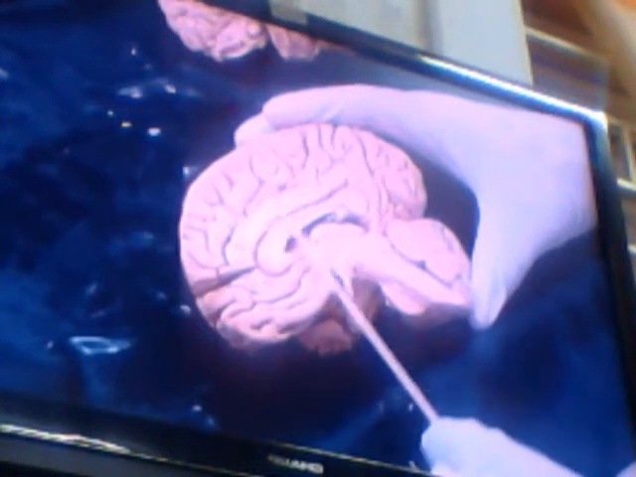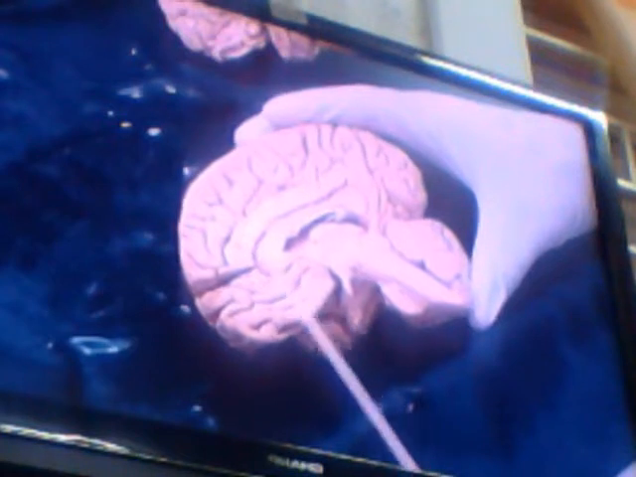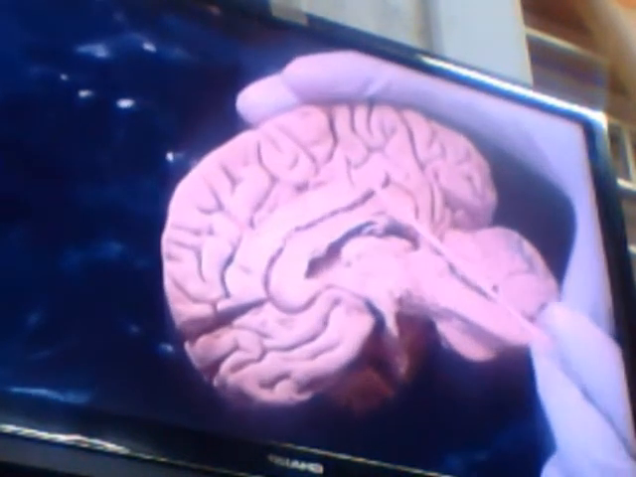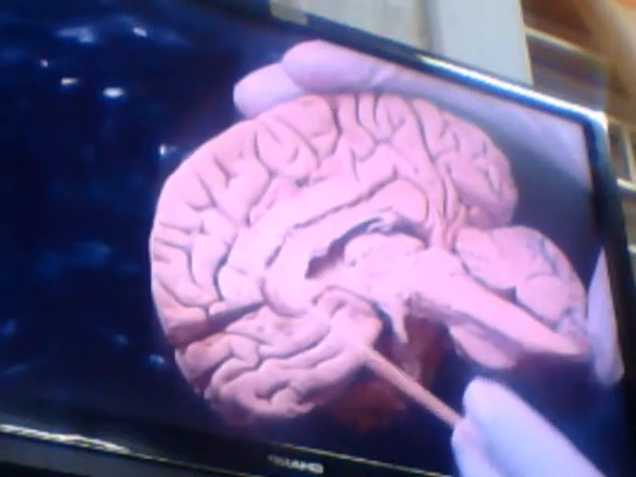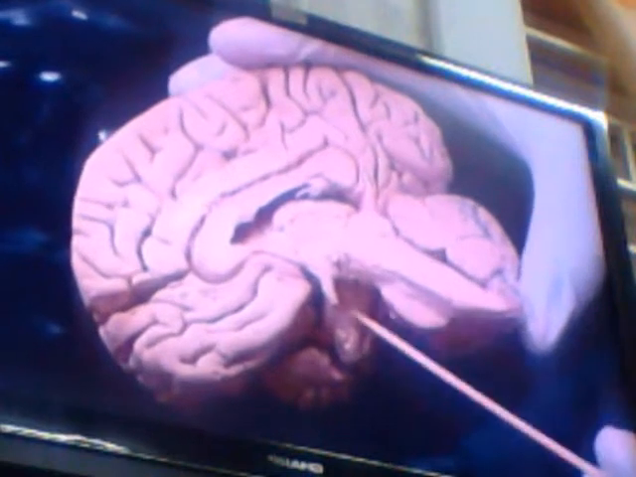On the medial side, there is also another lobe here. And this lobe is referred to as the limbic lobe. The limbic lobe. So this arm is made up of this amount of tissue that is right here, this gyrus. We'll come back to it.